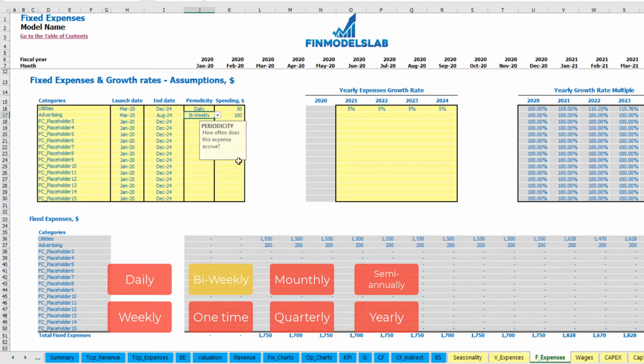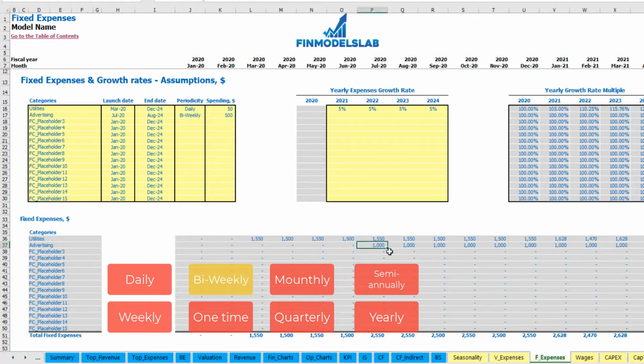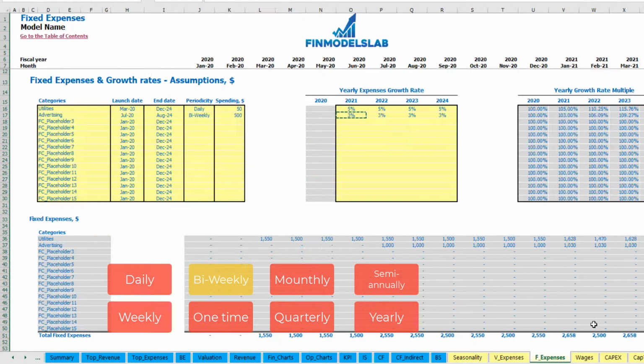Another option is biweekly, for example, $500. You can start from July, for example, and you will have 2 biweekly payments within the month. $500 multiplied by 2, you have $1,000 per month. Again, you can input some growth rate, and you will see that your advertising expenses will grow year over year till August 24, which is the last date of this expense type.